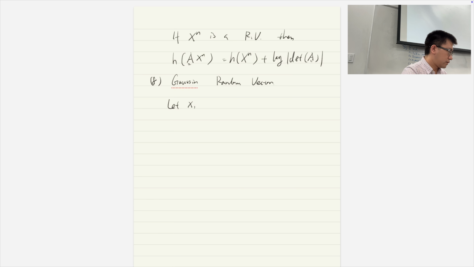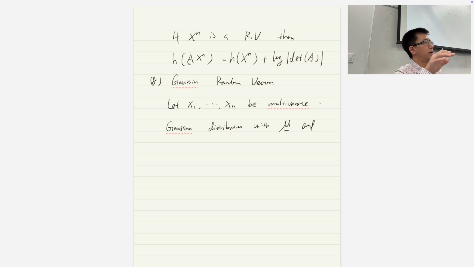Okay, so let x1 till xn have a multivariate Gaussian distribution. We assume that the mean is mu, so that's a vector. And because we consider a vector now, we don't talk about the variance. We talk about the covariance matrix.